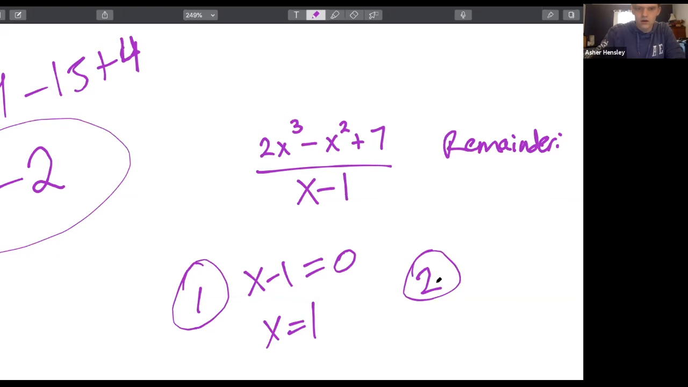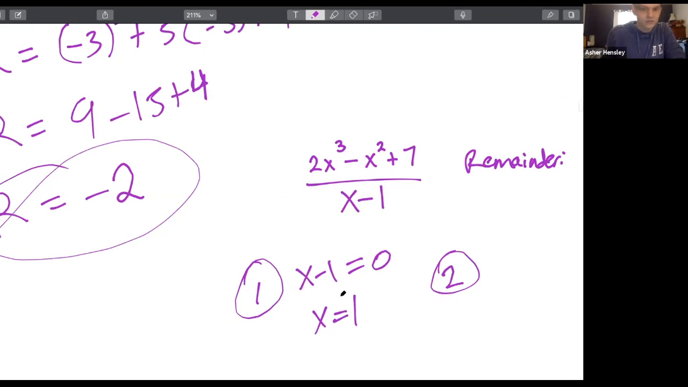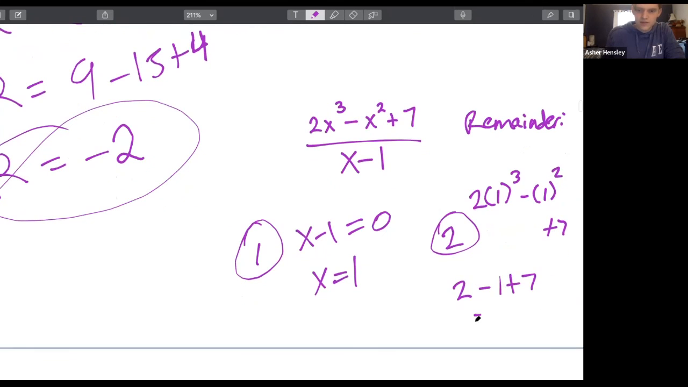Step 2, plug that in for x. That's it. So 2 to the 1 cubed minus 1 squared plus 7 is the same as 2 minus 1 plus 7. It's the same thing as 8. So really good job, you guys. Most of you guys put 8.